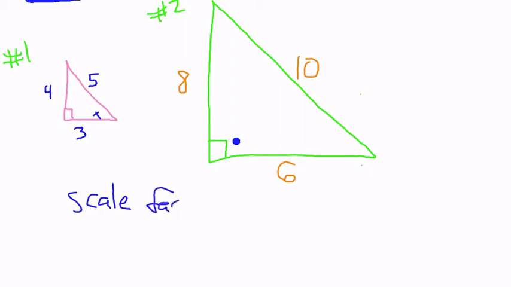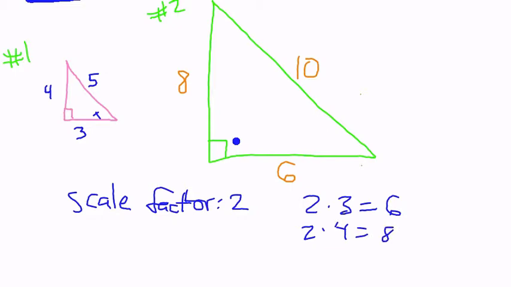Scale factor is 2. That's a C. Scale factor is 2 because 2 times 3 is 6, and 2 times 4 is 8, and 2 times 5 is 10. So the scale factor is the number that we multiply each side of triangle 1 by to get triangle 2. So those two triangles are similar.